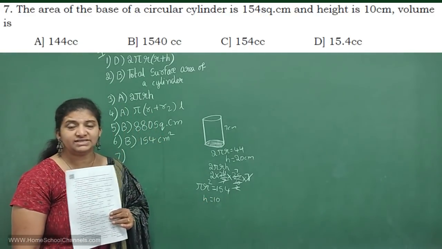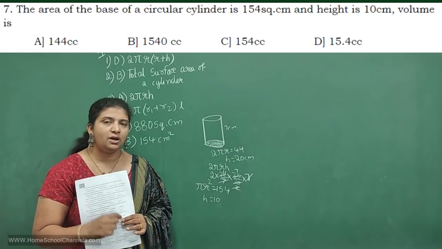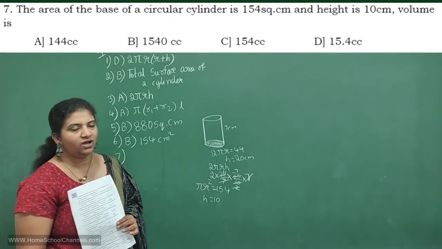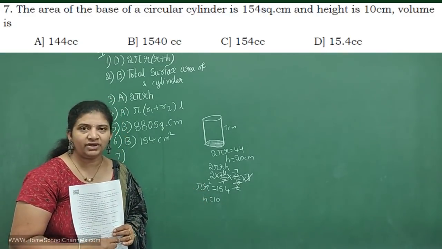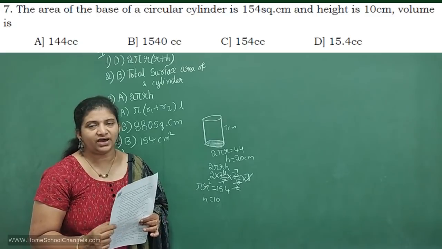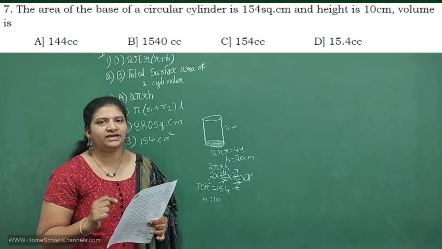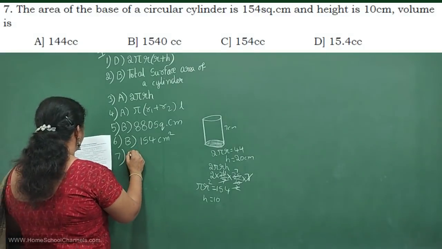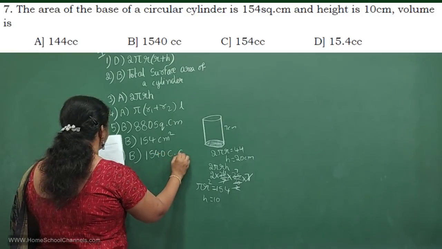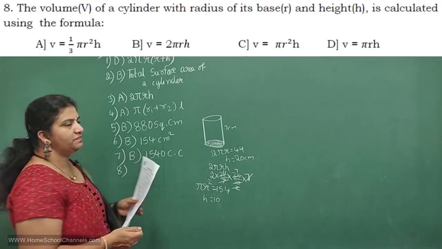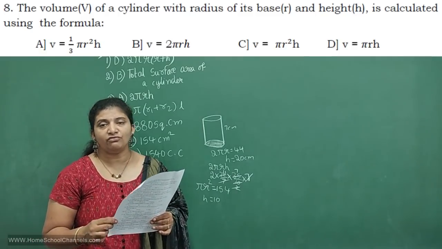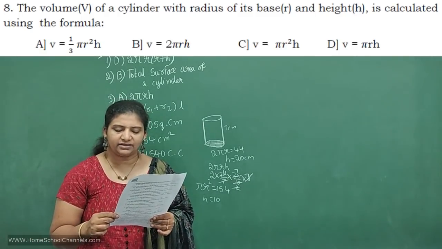What is the volume of a cylinder? Volume of a cylinder formula is pi r square h. Multiply this pi r square by h and it will give you the volume. 154 into 10 will be 1540. Check the answer. Option B, 1540 cc, cubic centimeters.